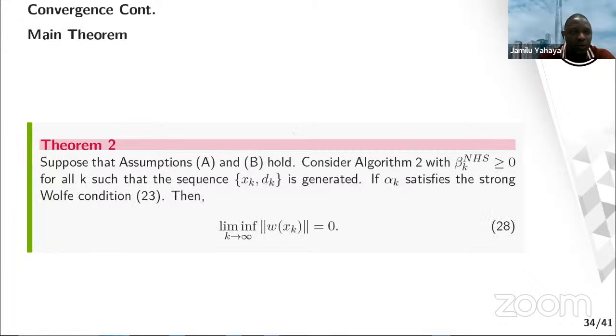So this is our main result. Suppose that assumptions A and B hold, consider Algorithm 2 with modified beta k bigger than 0 for all k, such that the sequence s_k, d_k is generated. If alpha k satisfies the strong Wolfe condition 23, then equation 28 holds.